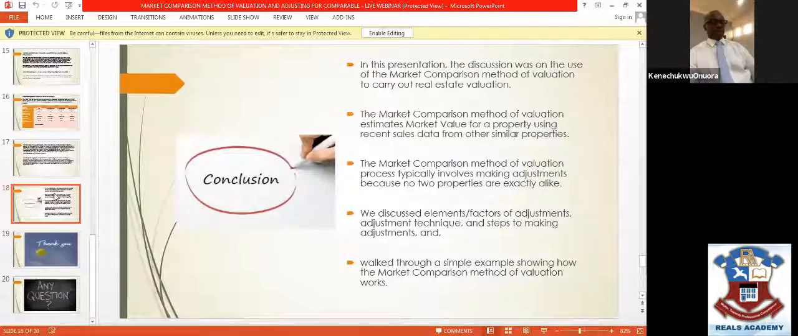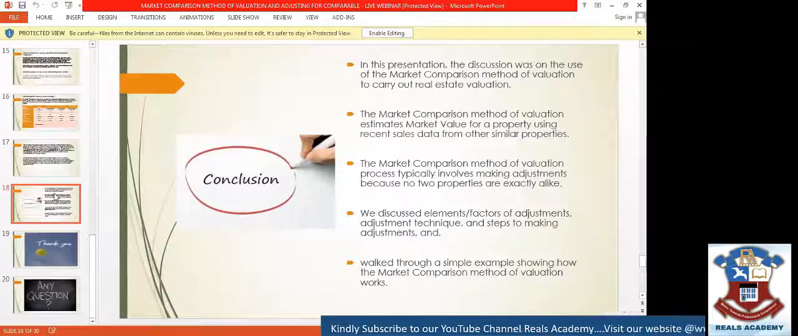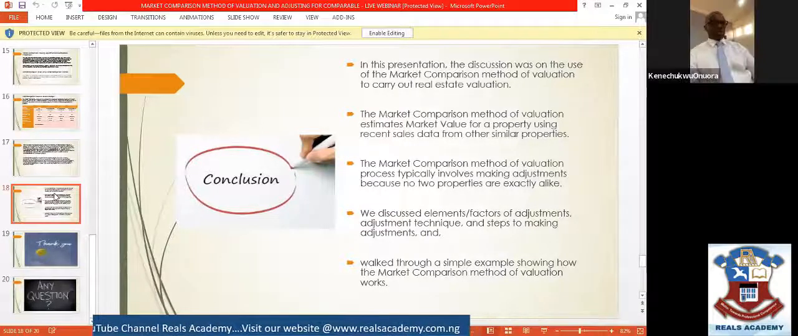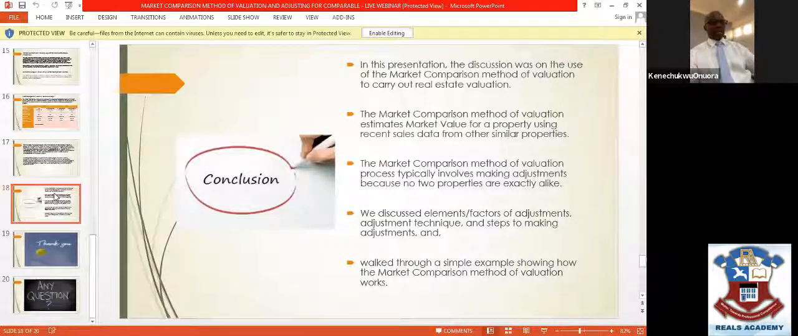alike. We already discussed elements and factors of adjustments and the adjustment technique. The adjustment technique is the right Naira amount and steps to making the adjustment. We probably walk through a simple example showing how the market comparison method of valuation works.